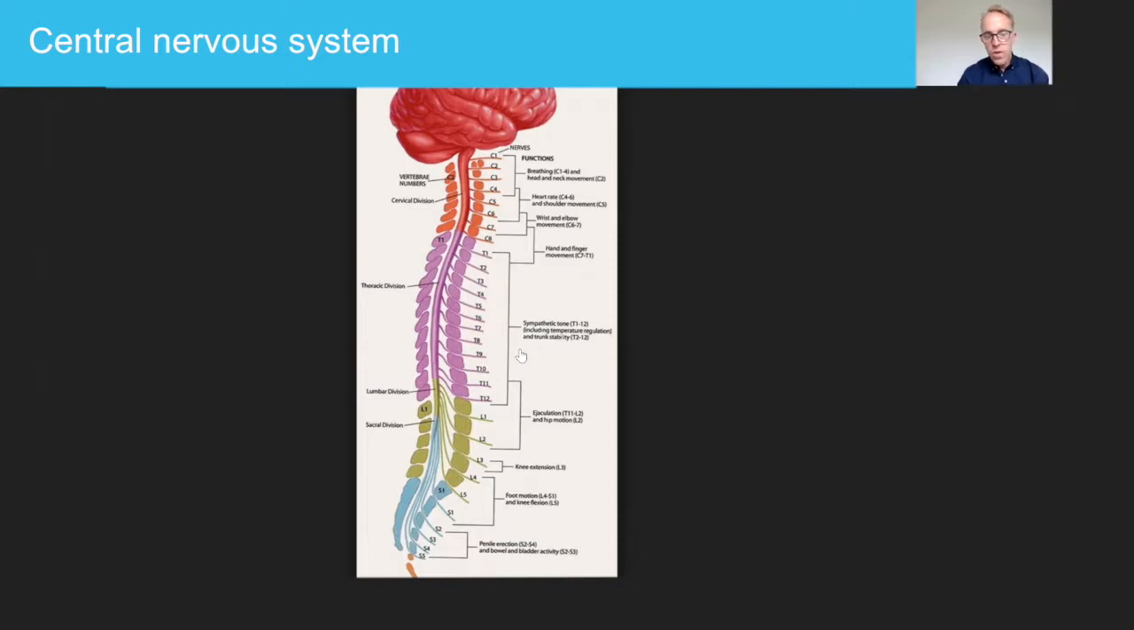So when we are considering treating our patients, we need to be mindful that if there's an injury in one of these areas, you're more than likely going to see different signs and symptoms depending on where the injury is.